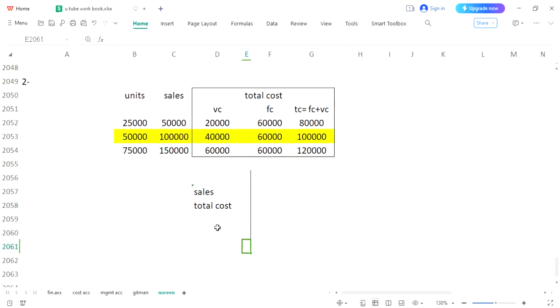After that you need to make your x-axis decision. For that you need to put units over here. How many number of units? 25, 50 and 75. So first 25k, and then you have 50k, and then you have 75k.